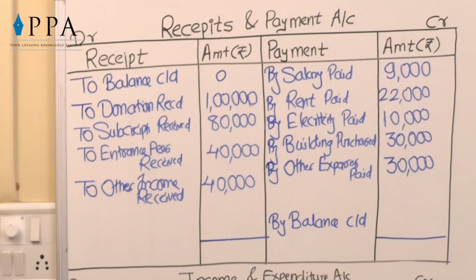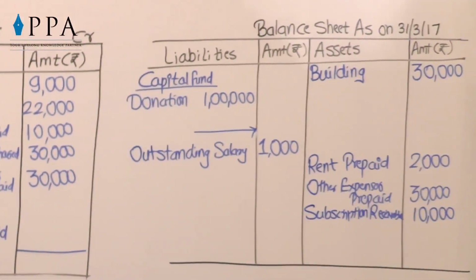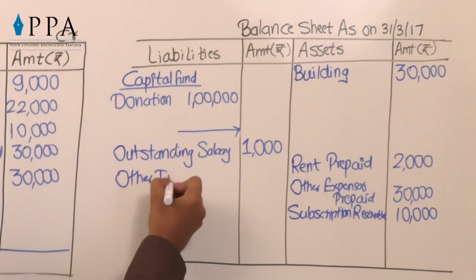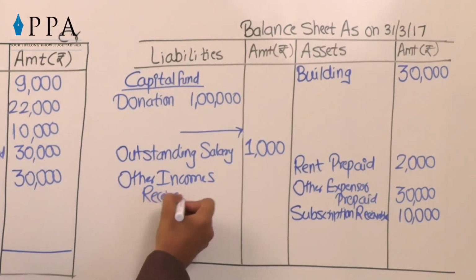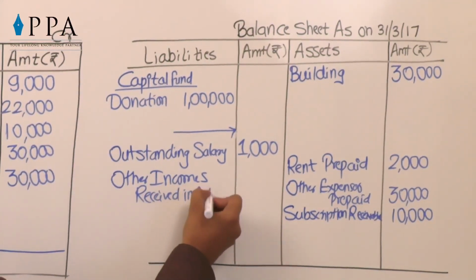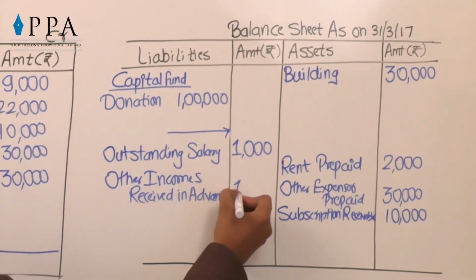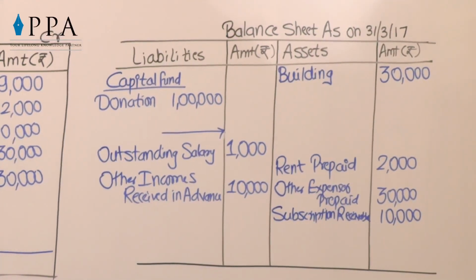It is our liability. So second effect, we will go to the balance sheet liability side. Here on the liability side, I will record other incomes received in advance. Instead of 30 we have received 40, 10,000 is received in advance liability. This is the income of the next year.